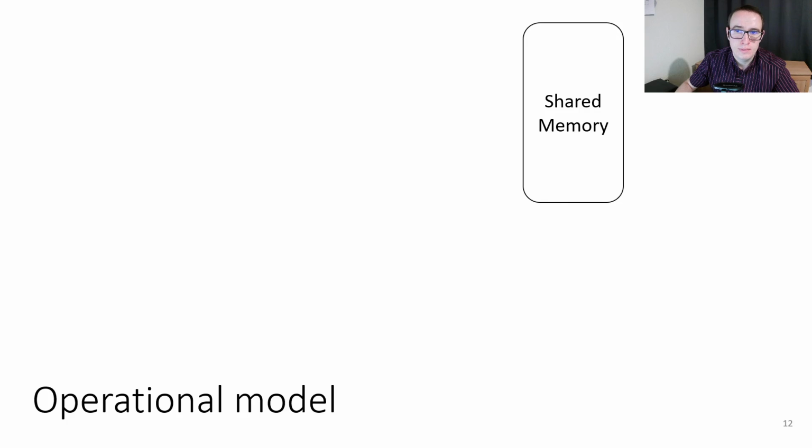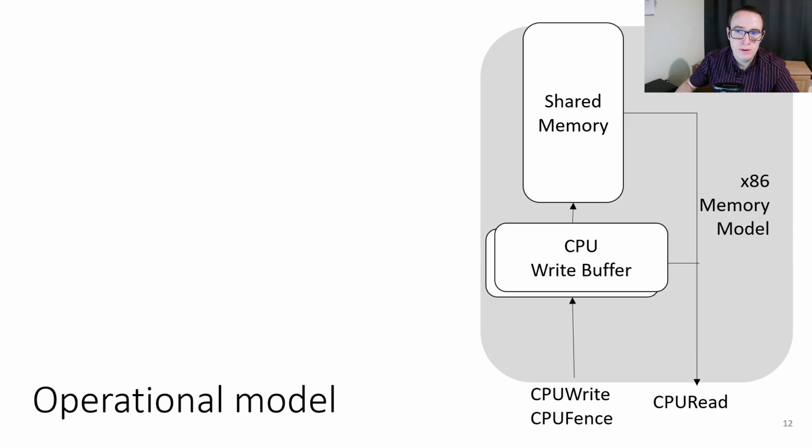So now let's take a look at the memory model that we have developed for this heterogeneous CPU FPGA system. Here we have the shared memory that both the CPU threads and the FPGA threads want to access. We already know the memory model of an x86 system. We know that writes go through a write buffer before they hit main memory, and that threads can read directly from the shared memory or from their own write buffer.